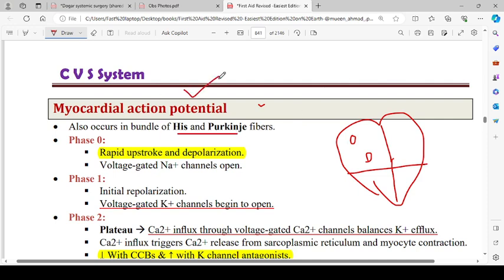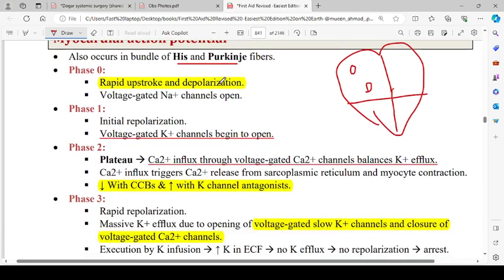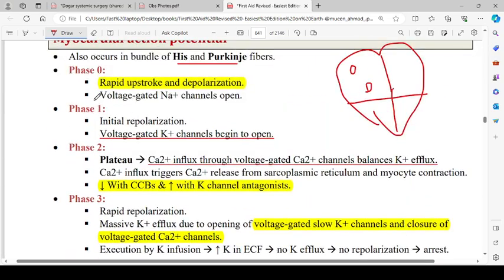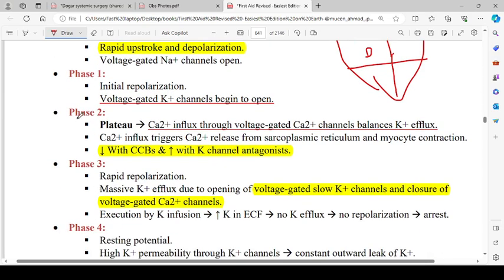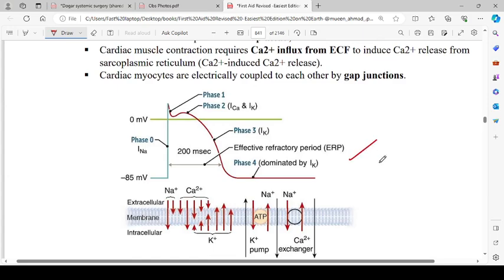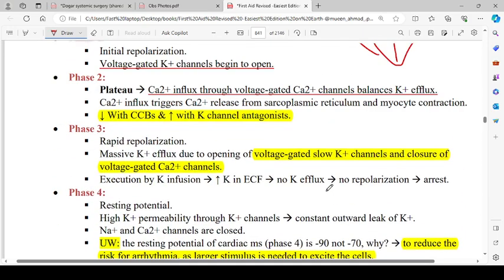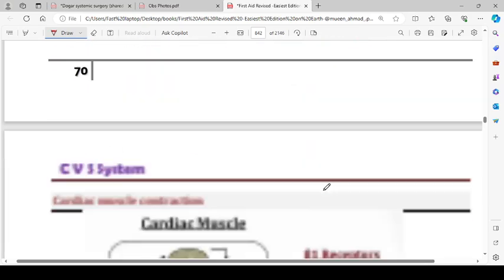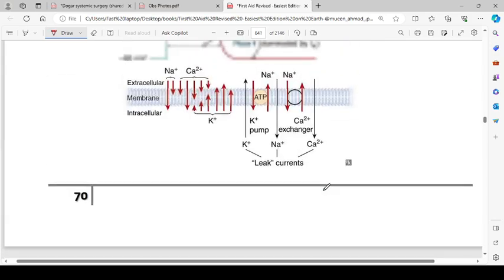So the normal myocardial action potential has five phases, phase 0 to 4, and it looks something like this. And you must remember that we are talking about normal myocardium right now. We are not talking about the SA node or AV node, because the action potential of those two nodal areas is quite different from these ones.